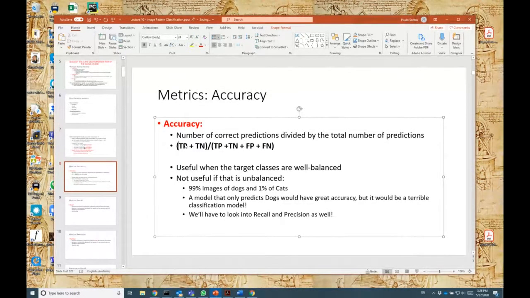So in our example, this predicted that the dogs are dogs. The images of dogs were classified as dogs. And this predicted that images of cats were classified as cats, as not dogs. Divided by all of the predictions. All of the predictions are the sum of true positives, true negatives, false positives, and false negatives. Right?